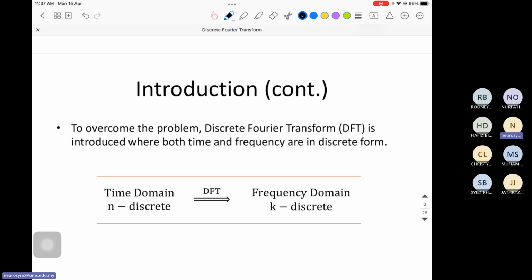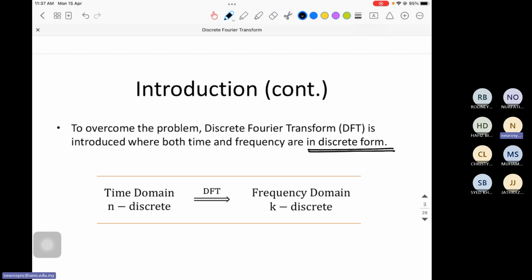So if we discretize that continuous frequency domain, then it will be easy to apply the algorithms to compute the transform on that. Therefore, to overcome this problem, the discrete Fourier transform is introduced. In that case, both the time domain and frequency domain values are in discrete form. We have many advantages of discrete form, so this is one of the advantages.